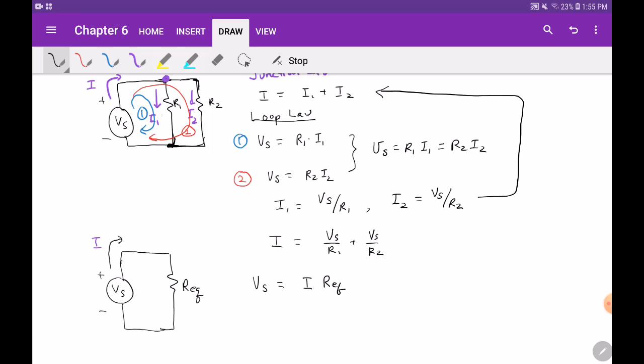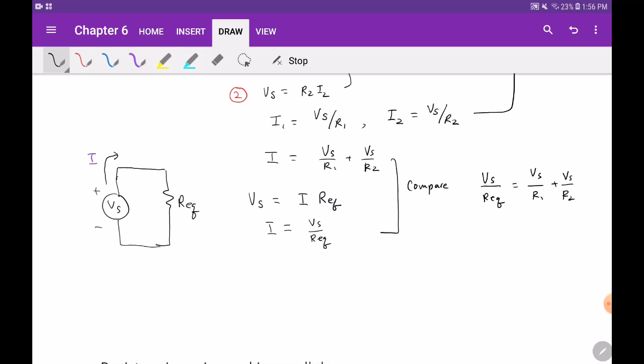So what do these two circuits have in common? The source and the I. So now we're going to solve for I. I is equal to Vs divided by R equivalent. When you compare these two equations, you have Vs divided by R equivalent must be equal to Vs divided by R1 plus Vs divided by R2. So this must be some equation you must memorize at some point. Whenever you have parallel resistors, they add like this: 1 over R1 plus 1 over R2 is equal to 1 over R equivalent. If you have two resistors, you can write R equivalent is equal to the product of the two divided by the sum of the two.